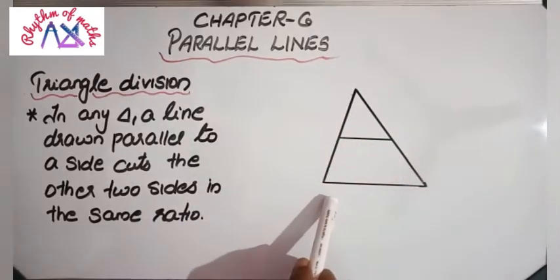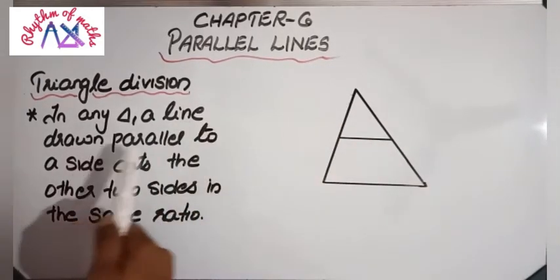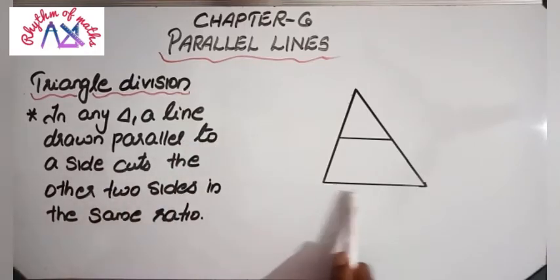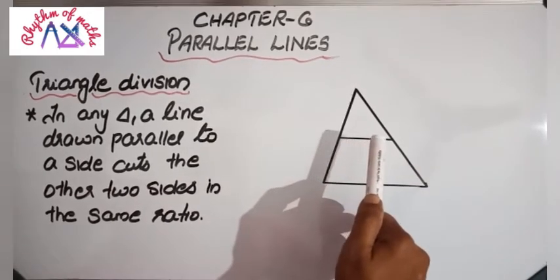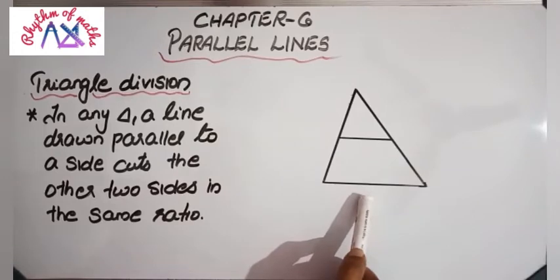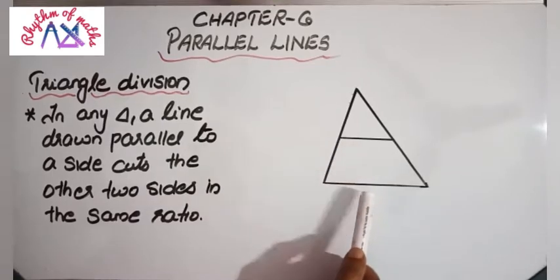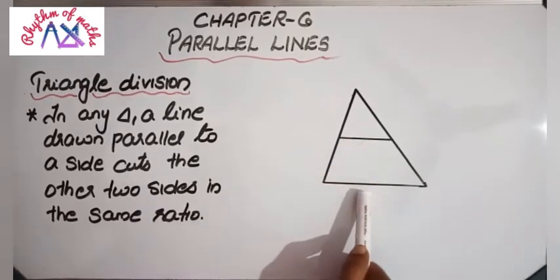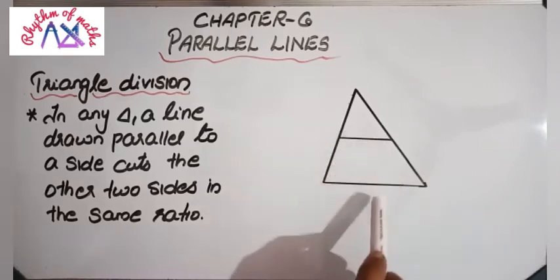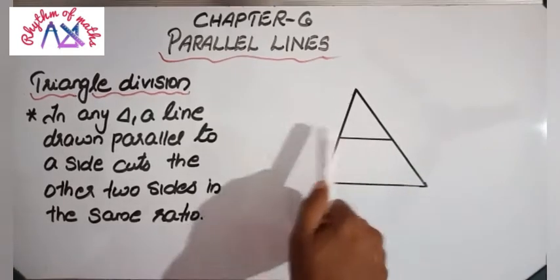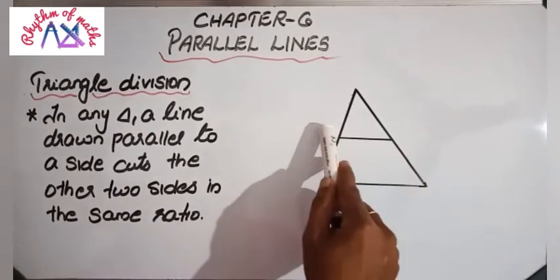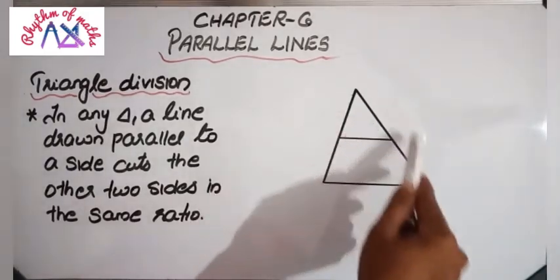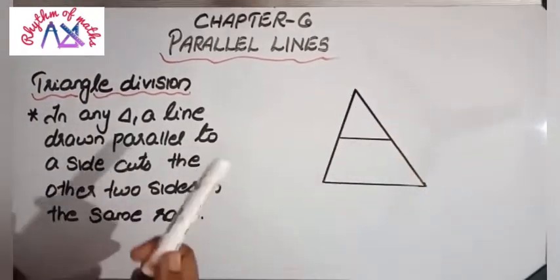So here we have a triangle. In any triangle, a line drawn parallel to a side. That means here we have two parallel lines. This is the base line and this is the parallel line of this base side. If any line is parallel to a side of the triangle, then it cuts the other two sides in the same ratio. That means this line cuts these two sides of the triangle into particular parts. These two parts will be in the same ratio.